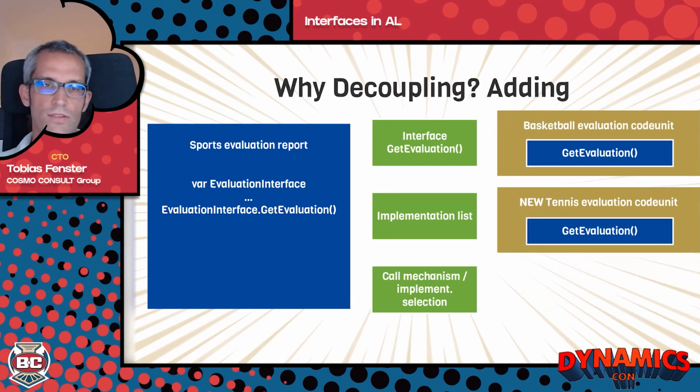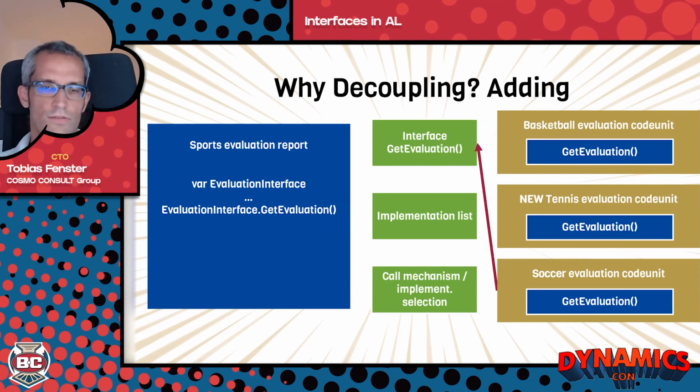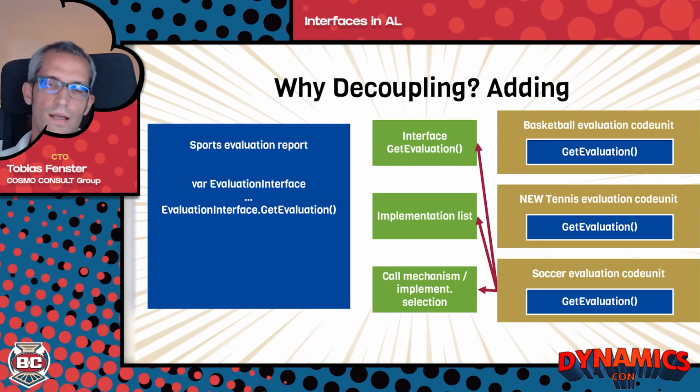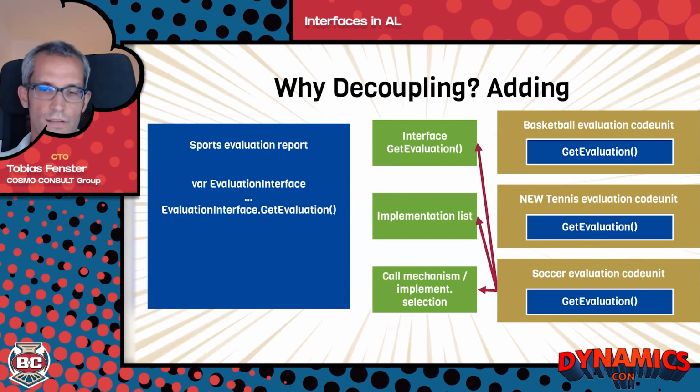And also adding new stuff, of course, is very easy. I'll make a little space here, and then I add a soccer evaluation. And that one, of course, again, needs to implement the same interface. It needs to be known by the implementation list, and it needs to be known by the selection mechanism. So with that idea, now that we have decoupled code using interfaces, we can easily replace stuff. When we can easily add stuff, we can easily remove stuff.